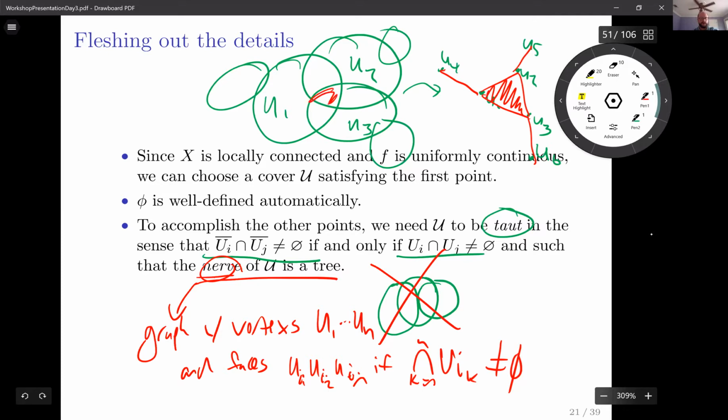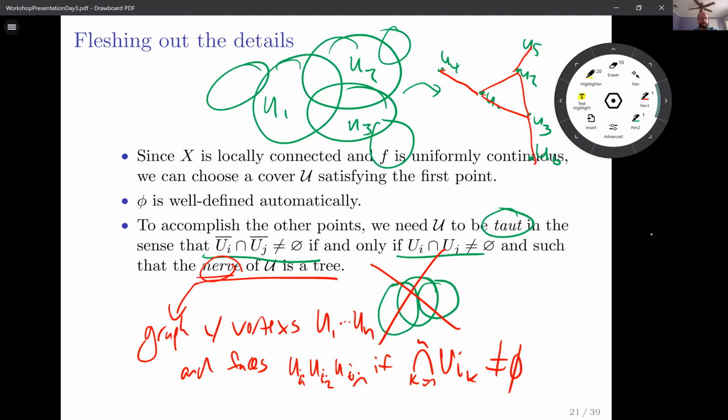because of this common intersection here. So this is not a tree because we have a two-dimensional cell in there. And even if we didn't have that intersection there, this would not be a tree because it has a cycle. So I want a cover which is taut and whose nerve is a tree. And I want those sets to be connected. So we have to combine all of these things together.